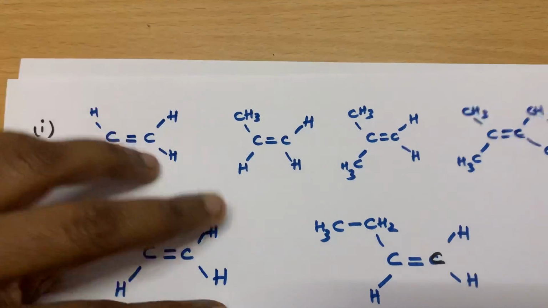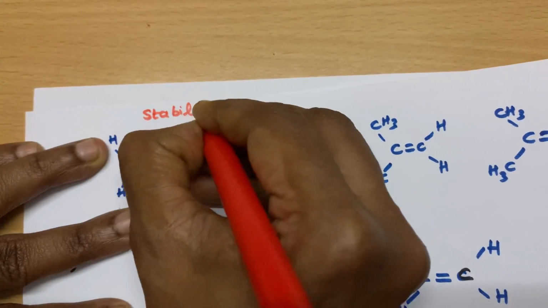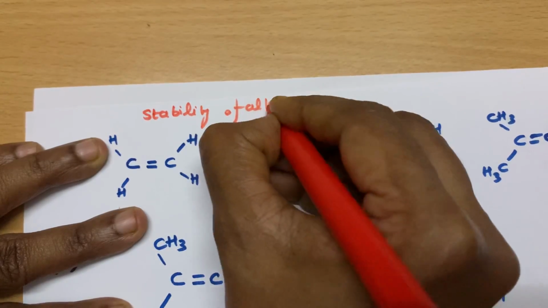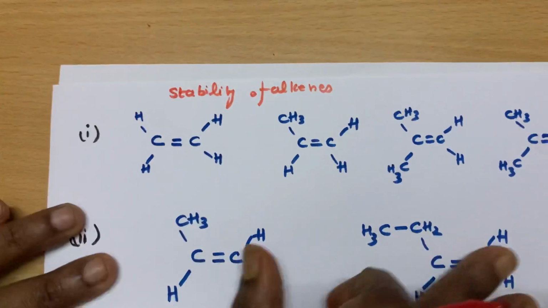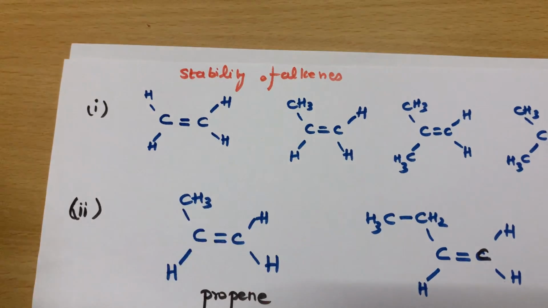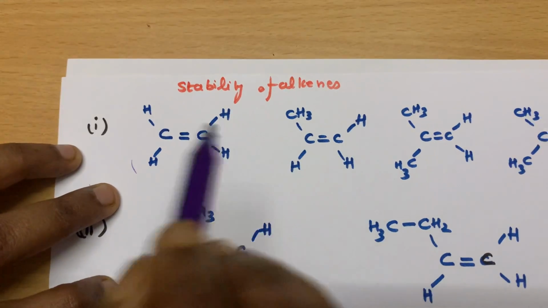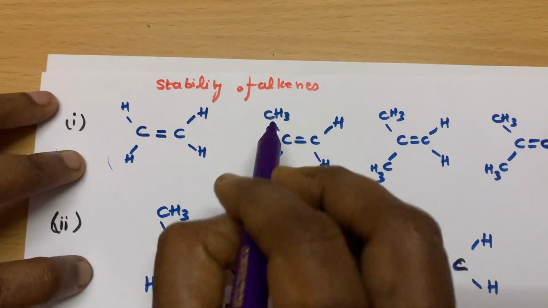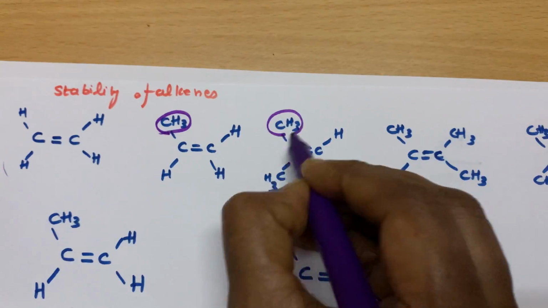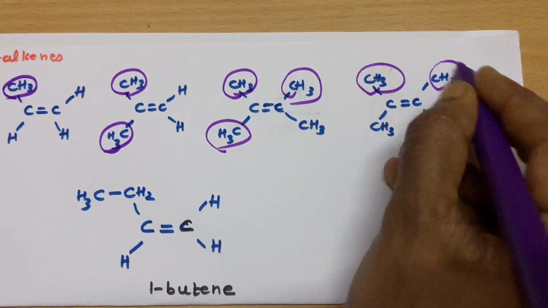So let's solve the problem. Here they are asking the stability of the alkene. We have read that the most substituted alkenes are more stable. The least substituted alkene is also an electron deficient group. So here there is one alkyl group, here 2 alkyl groups, and there are 3 alkyl groups and 4 alkyl groups.